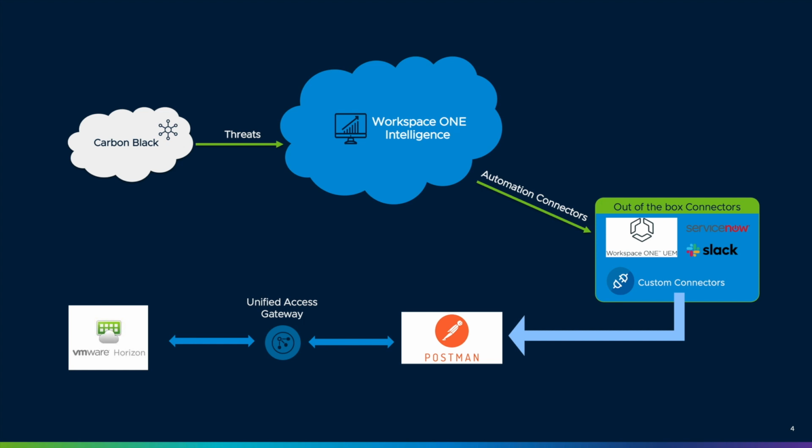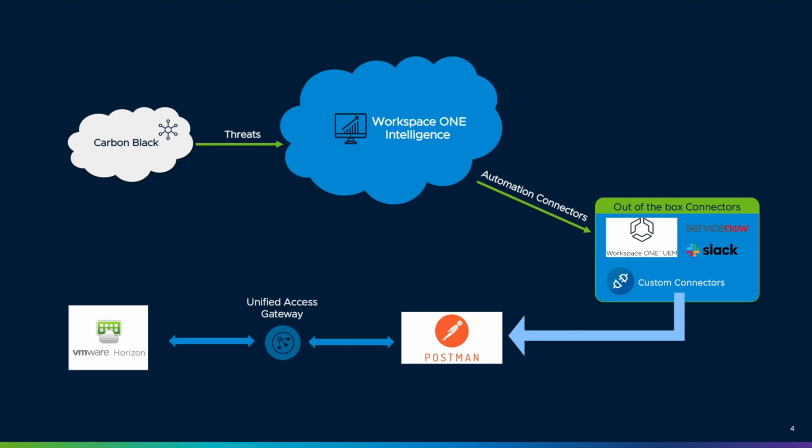Hi everyone. In a previous video, I demonstrated an integration between WS1 Intelligence and Horizon on premises. This integration depends upon the use of custom connectors, Postman webhooks, and Unified Access Gateway. If you haven't seen that video yet, I highly recommend checking it out first. Otherwise, I'm going to assume you're up to speed, and I'm going to proceed with this more elaborate demonstration.